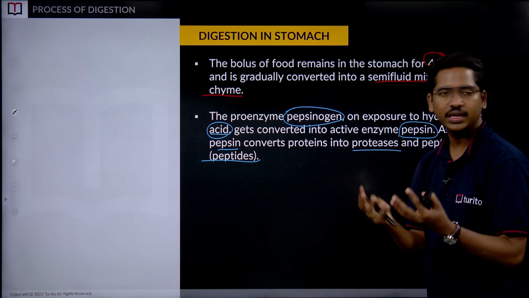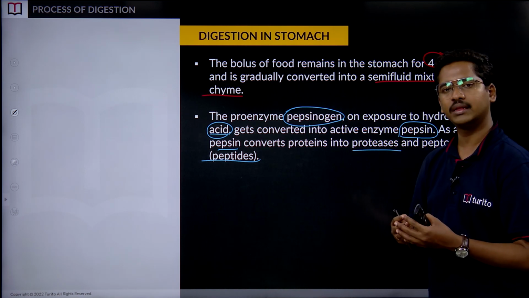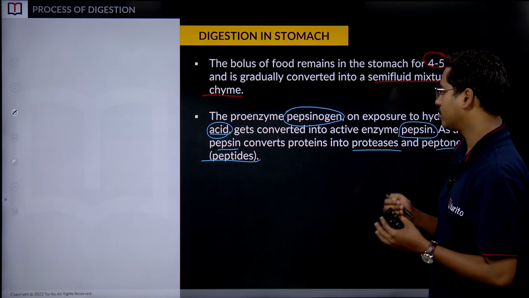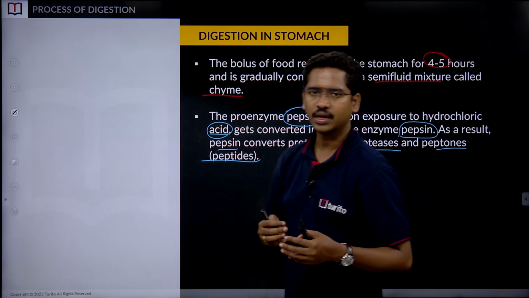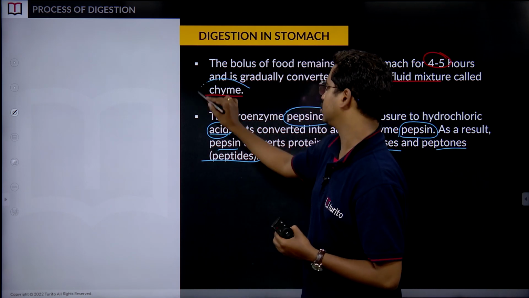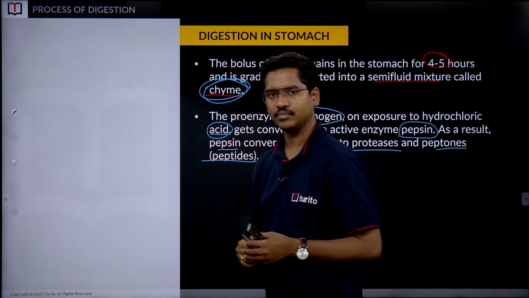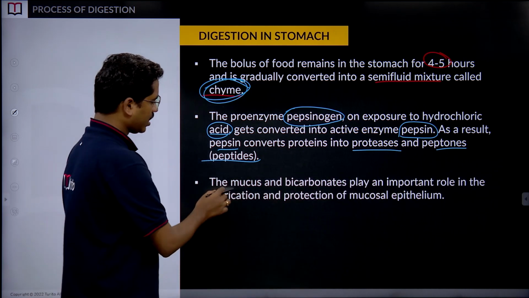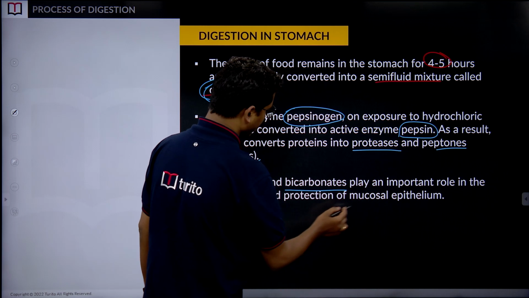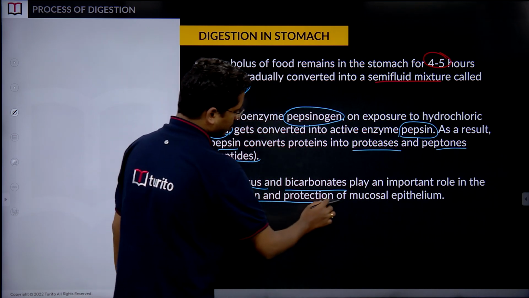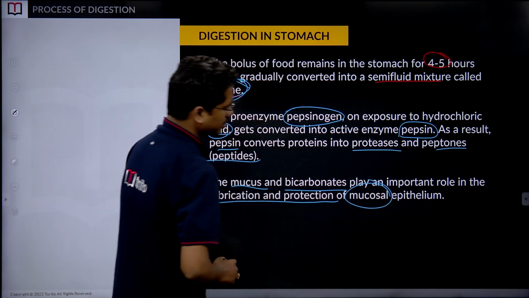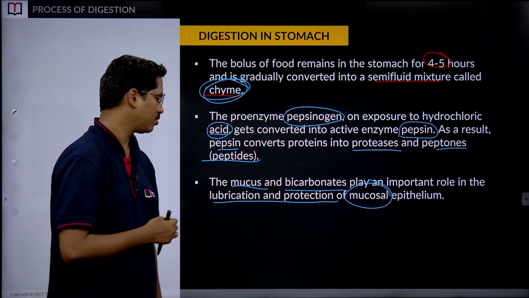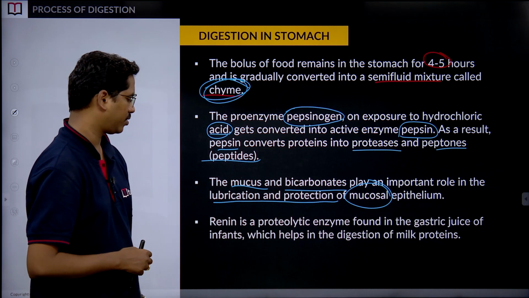So, this combination of the bolus and the gastric juices along with mucus and hydrochloric acid, whatever you have seen, turns out to form a liquid mixture, that is chyme. So, that is when we call it chyme. You see that the mucus and bicarbonate play an important role in taking care of the mucosal layer of the stomach, the epithelial layer, which is the outermost layer of the stomach. So, that is why we need that. This is what happens there.